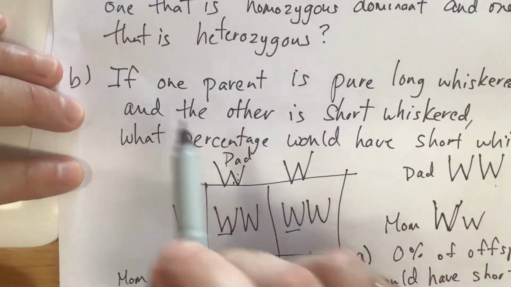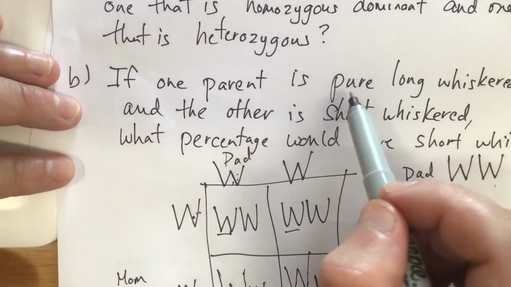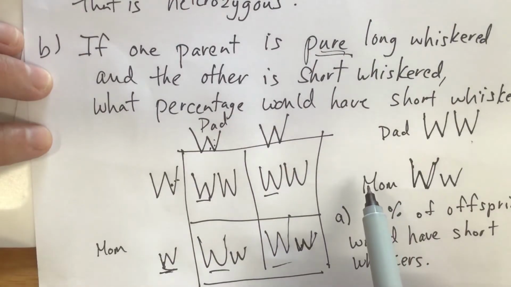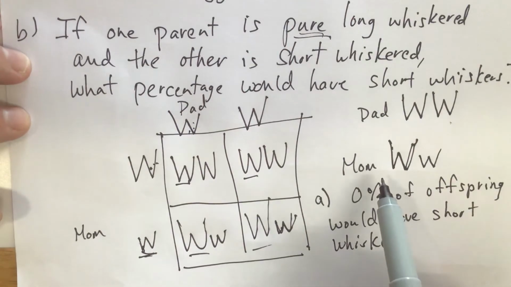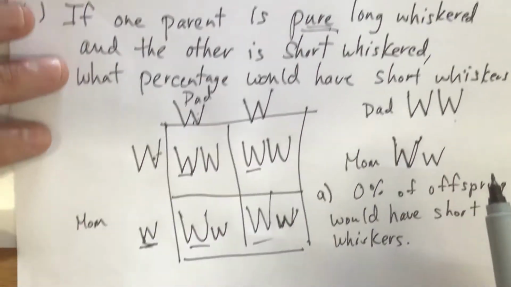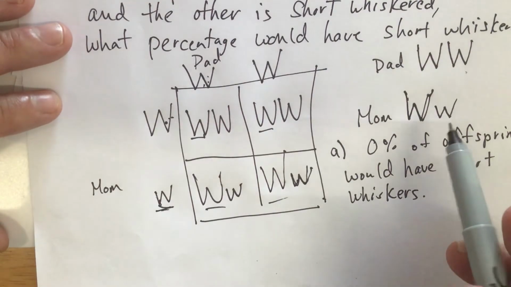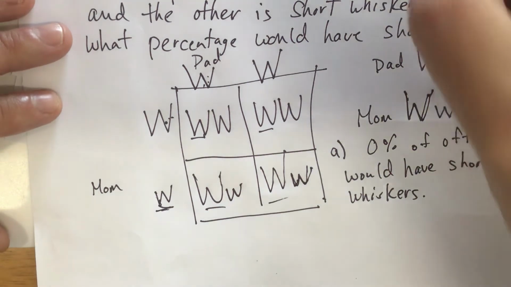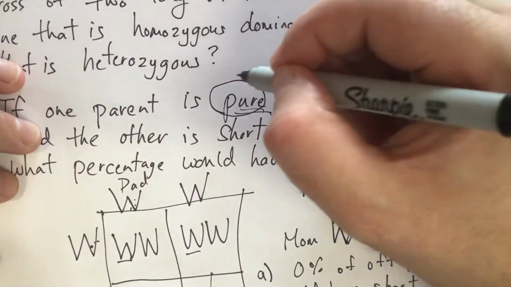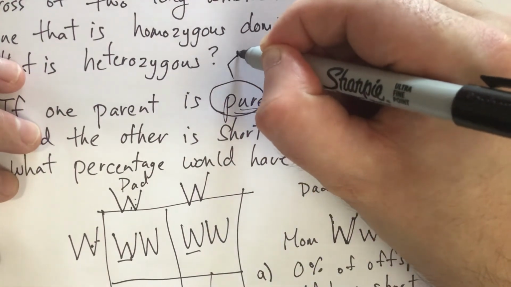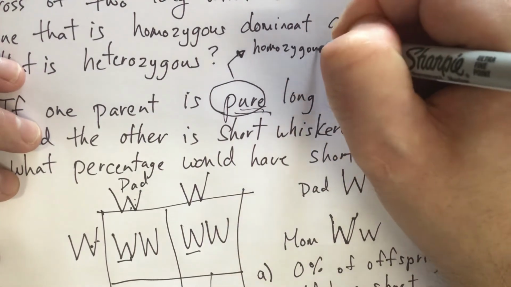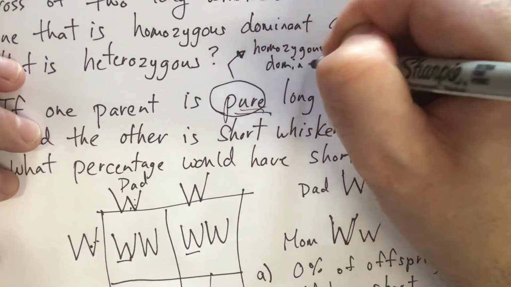B says if one parent is pure, we'll go back to what this means in a minute, pure, long whiskered, and the other is short whiskered, what percentage would have short whiskers? Okay, so pure, long whiskered. The word pure here simply means, it's a tricky kind of code word, that it's going to be homozygous dominant is how you should interpret that meaning.